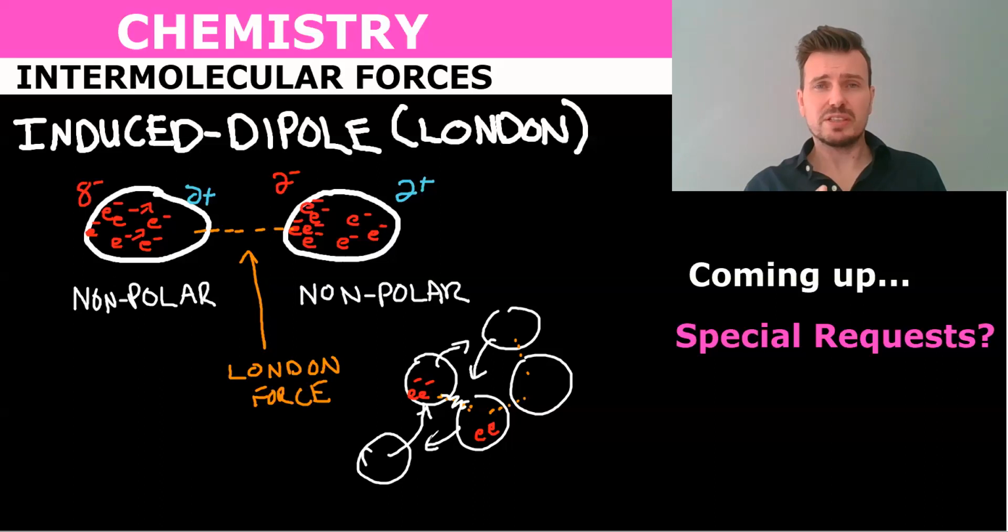So hopefully that helped. We've gone through all the intermolecular forces now. This is the induced dipole. Hopefully I helped in explaining how it works and why it's so weak, but also why it does exist, because of those electrons that are constantly moving.